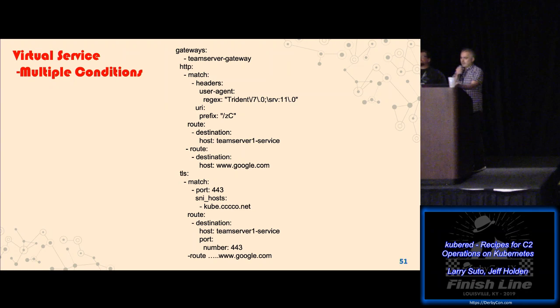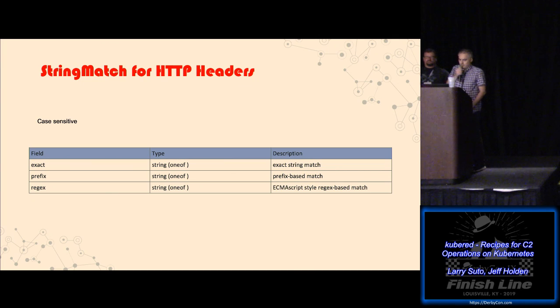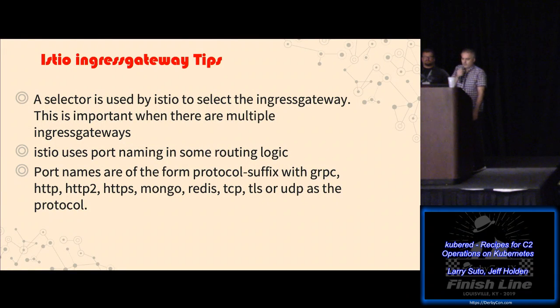And also TLS. If it's a TLS connection coming in, you basically check to see if it's TLS and hitting that host, then send it to the team server service. If not, then send it to google.com. So you can do all that. This is string matching. For all the matching rules, you can do an exact string match, a prefix-based string match, or you can do ECMAScript-style regexes. So you can do a full regex match on anything in the HTTP request of the beacon.